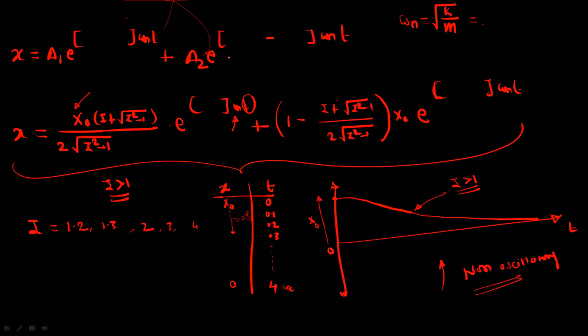So in the mathematical modeling, actually we are trying to find out the graph of displacement versus time by this equation. So for the overdamped system, and second is the critically damped system, both are non-oscillatory. Zeta equal to 1 and zeta greater than 1.